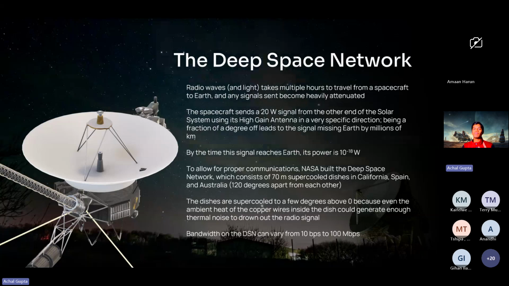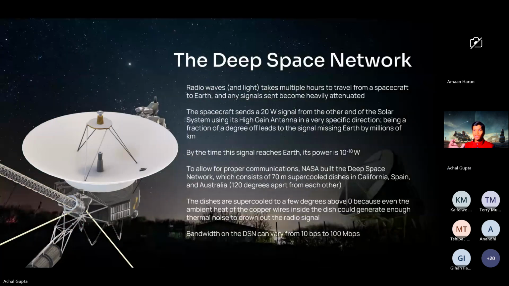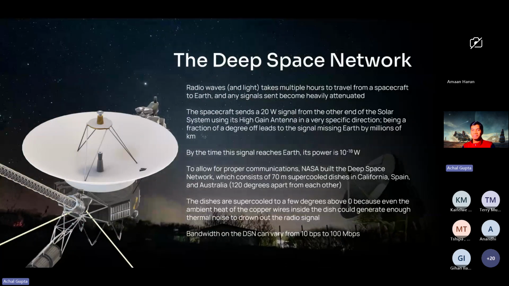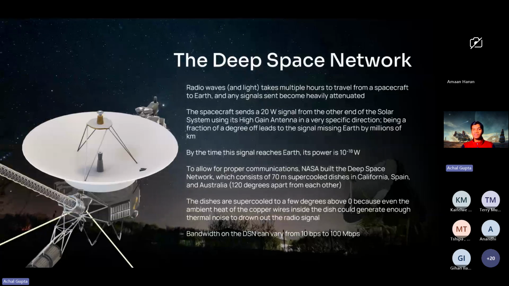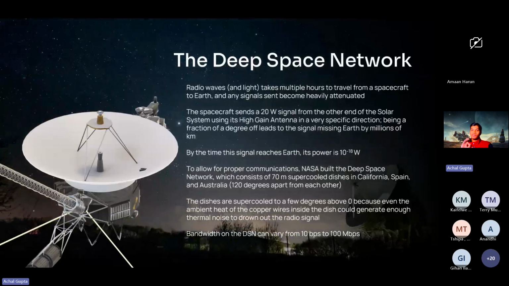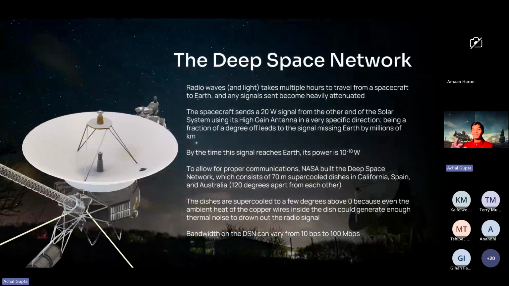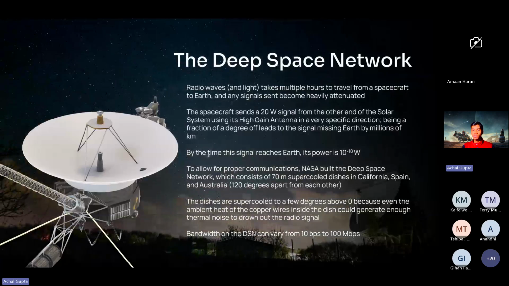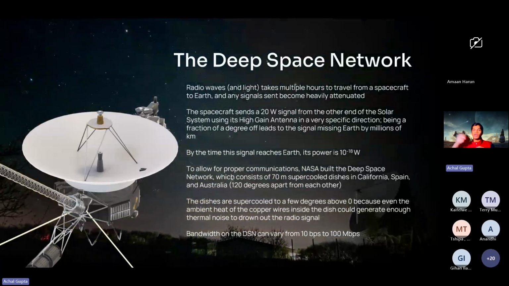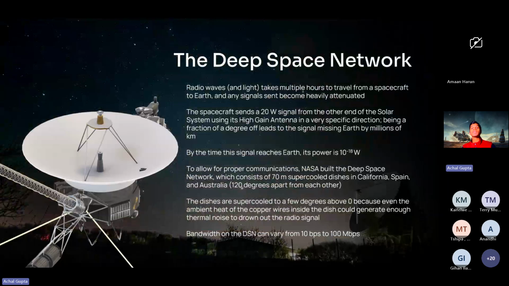How do you detect that level of power for a signal? Well, it becomes a signal to noise ratio problem. So NASA has built 3 large 70-meter dishes that are super cooled, that are 120 degrees apart from each other because the Earth rotates. So we want one to point in that direction at all times.